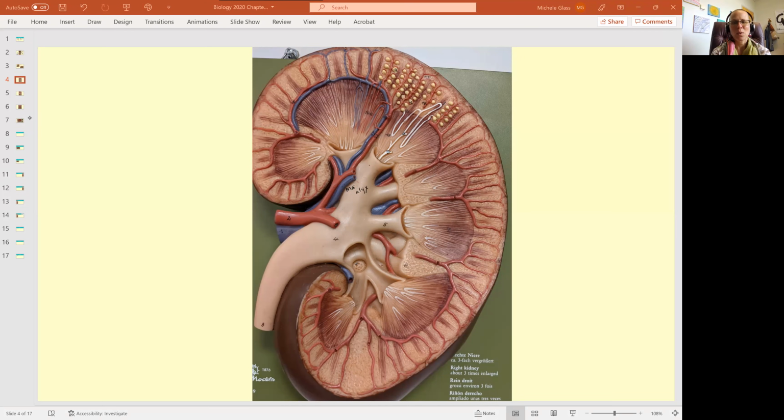Welcome back. We are ready to take a closer look at the kidney. And so here we're looking at a sagittal cut of a kidney.